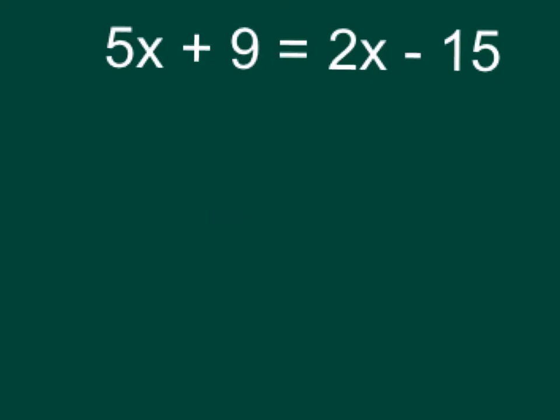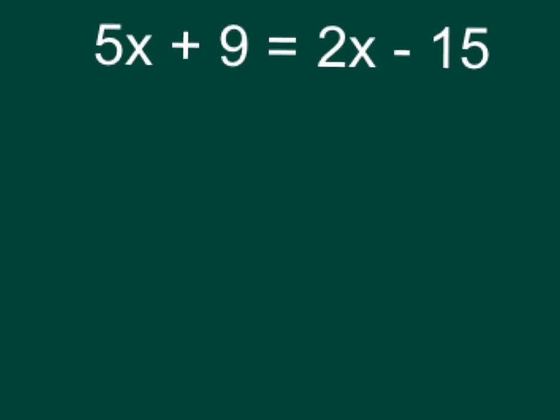Let's get started. We're going to start by drawing the river. Not like that. Let's try again. We're going to start by drawing the river. There we go. Okay. And we want to get the variable isolated on one side of that river and the numbers isolated on the other. So I always start by moving the smaller variable to the other side of the equal sign.